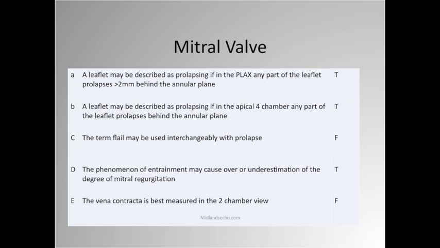So that's true. The vena contracta is best measured in the two-chamber view. That's false. If you think about how the two-chamber view is usually orientated, it cuts the smiley mouth twice. That is, it almost runs along the commissure. So really, the two-chamber view runs along the closure line of the mitral valve, so you're looking at it in exactly the wrong direction and can easily overestimate it. So you should not measure the vena contracta in the two-chamber view.